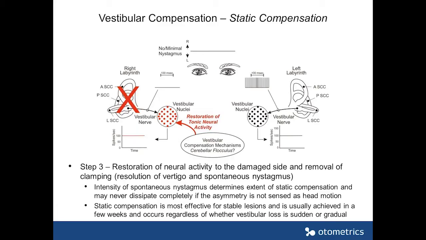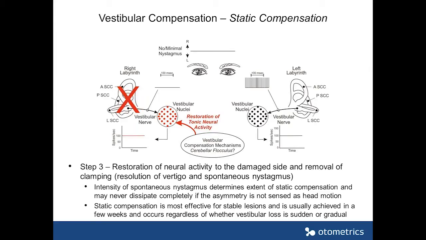Now at this time, that asymmetry has disappeared, the spontaneous nystagmus has become minimal, and this patient does not have symptoms as long as the head is still. This stage of compensation is called static compensation, and it is one of the milestones of recovery from vestibular abnormalities. Static compensation: the spontaneous nystagmus level determines this static compensation.